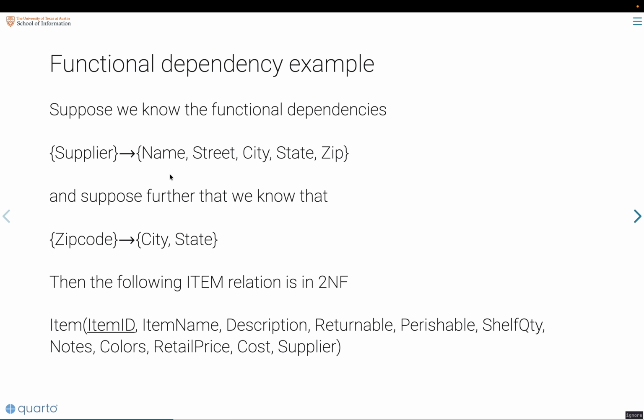Now, suppose we know the following functional dependencies. Supplier determines name, street, city, state, and zip. And suppose further that we know that zip code determines city and state. Then the following item relation is in 2NF, if we have this information about the item. So notice that we have removed, what have we removed here? Oh, we've removed the supplier information.